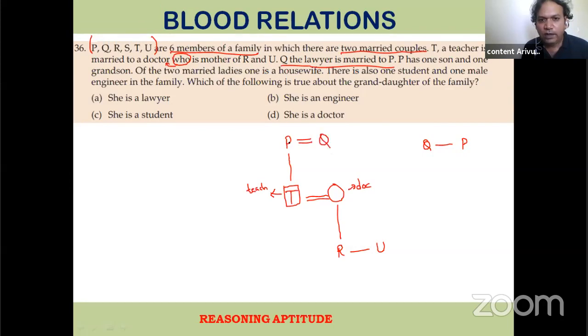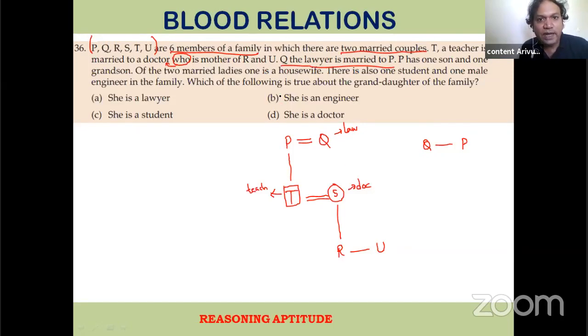That is how we have grandfather, grandmother, father, mother, children: 6 members of a family. So P, Q, T, R, and U, that means this must be S. This link has to be done. There's no other way. Q is a lawyer, so write down law. And P has 1 son and 1 grandson. So out of R and U, 1 has to be male, 1 has to be female. Which one is male, which one is female, we don't know.